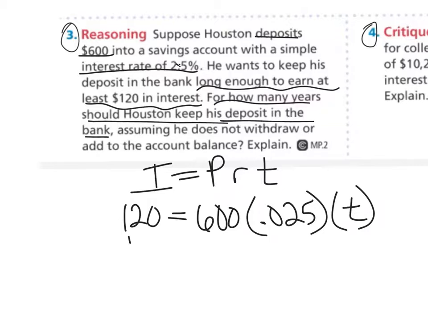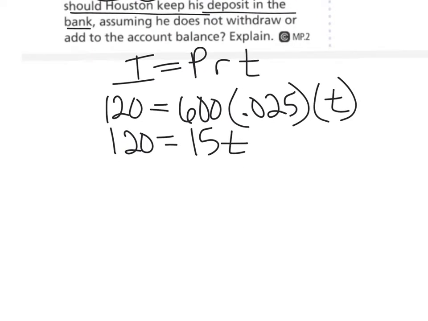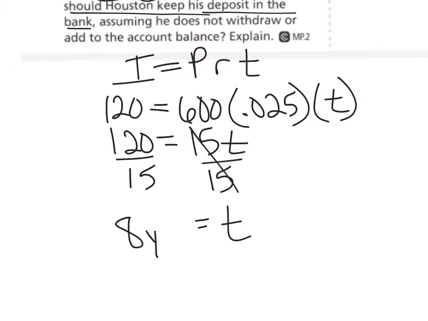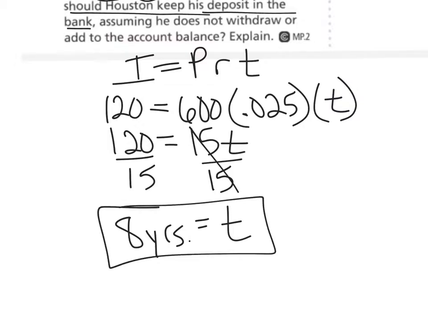So to solve for t, the first thing we could do on the right side is multiply the 600 times 25 thousandths, which is 15. That cleans things up pretty good for us. And then the variables being multiplied means we need to divide by 15. Good. Divide by 15, and you should get 8. And remember, this is the time in years. So that means 8 years. If they kept it in the bank 8 years, they would get $120 in interest. Obviously, if they kept it in longer than that, they would earn more than $120 in interest.